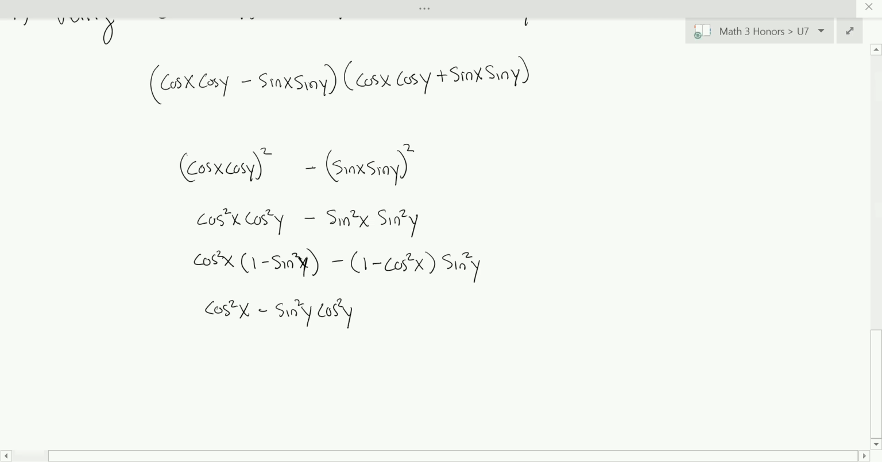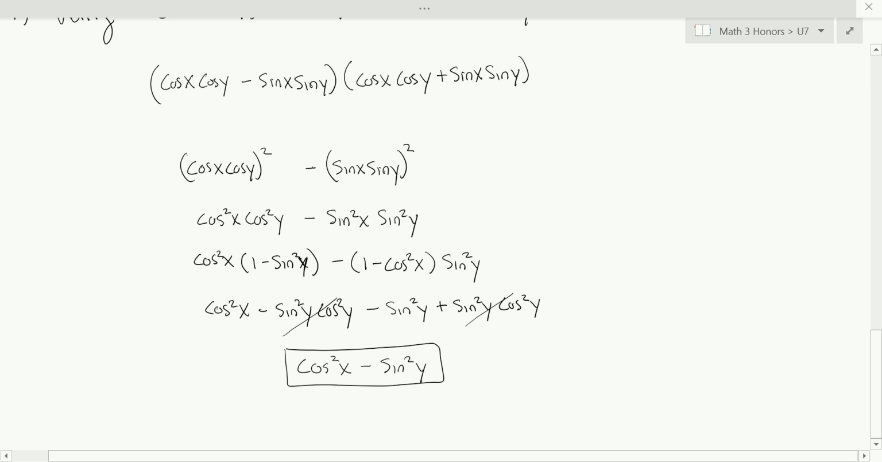You're almost done. Distribute. Someone's almost there. You did it. We got a winner. Allison. You had to use a Pythagorean identity to help you out.